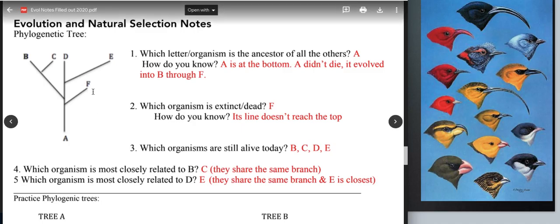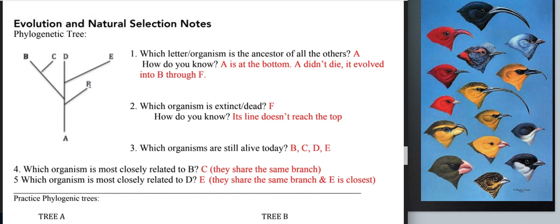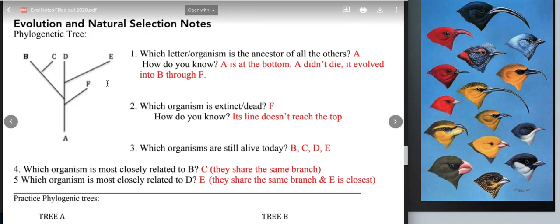Okay, well, F is dead because it did not reach all the way to the top. So F is deceased. It evolved, but it still wasn't able to survive, so it died. Which organisms are still alive today? Well, all of these. Anything that reaches the top of the tree is alive. So B, C, D, and E are all alive.